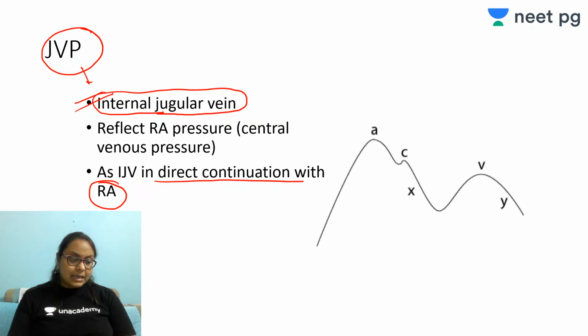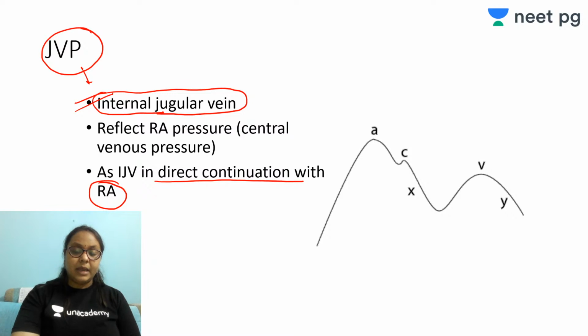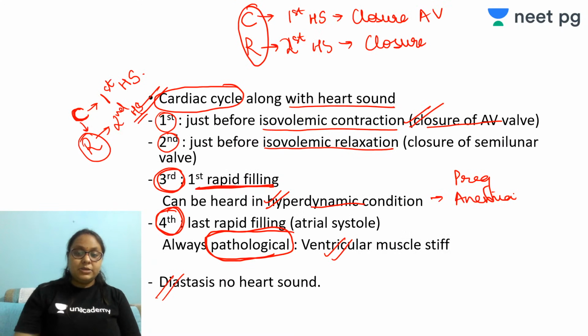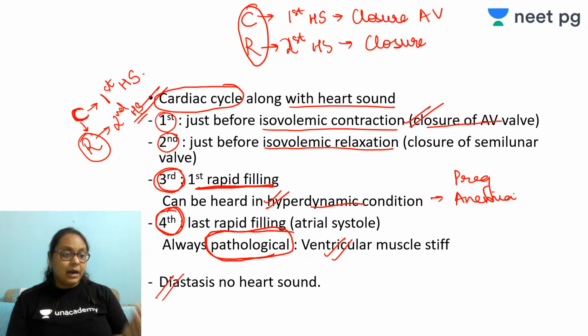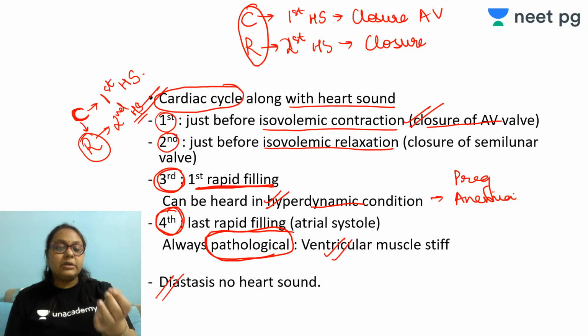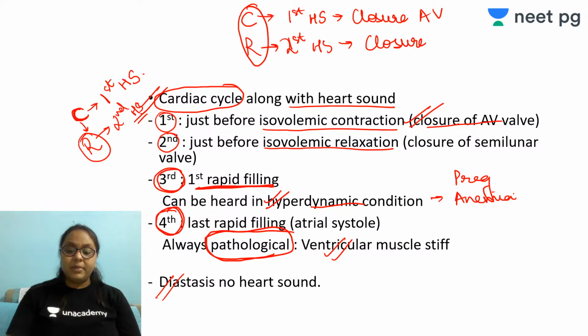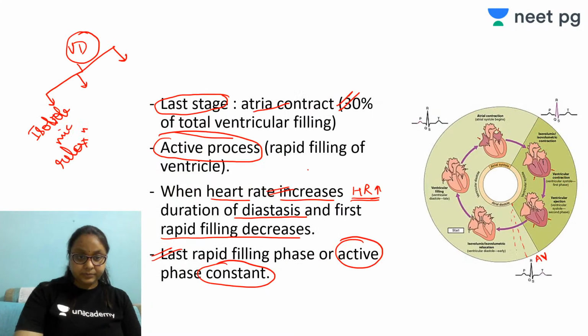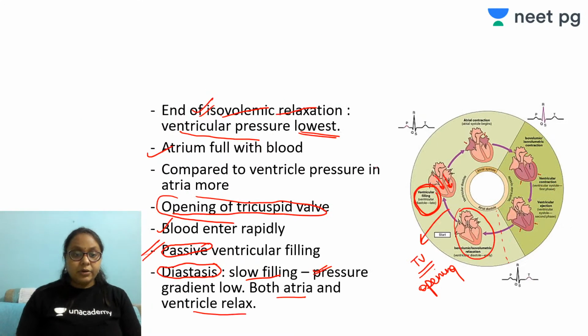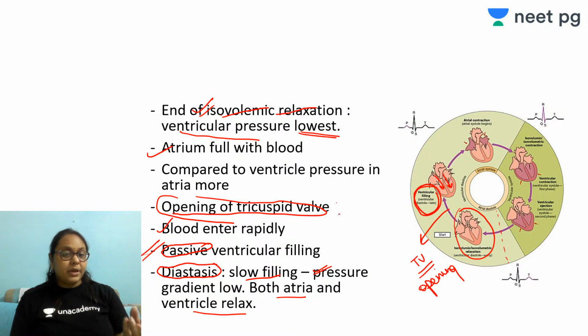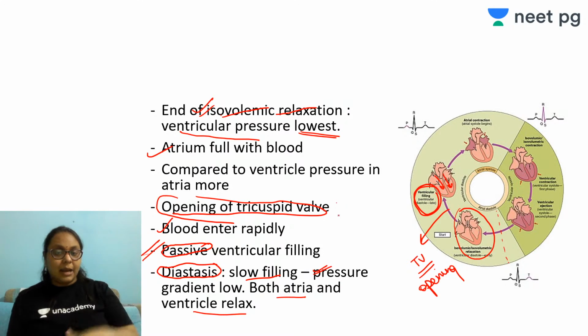Dr. Ehsan is asking me to repeat hyperdynamic. Dr. Ehsan, I just told you that the third heart sound is because of the first rapid filling of the ventricle. See, because of the opening of the tricuspid or the AV valve, what will happen in the ventricular diastole? The blood will enter rapidly from the atria to the ventricle.